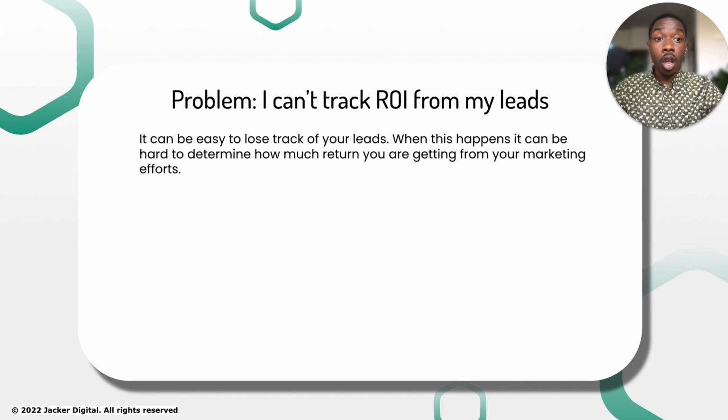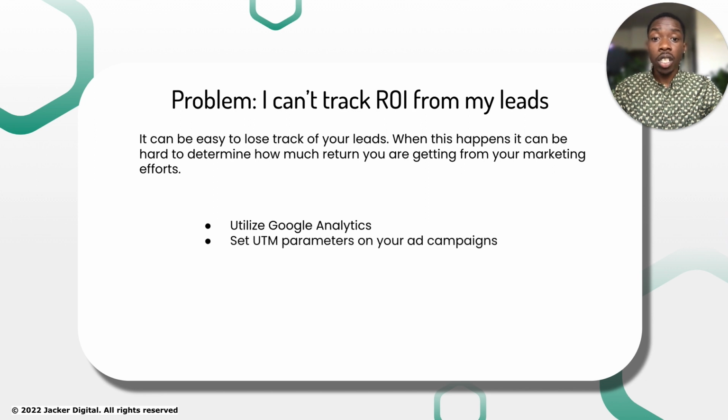If you're having trouble tracking the return from your leads, a couple of things you might be able to try are utilizing Google Analytics. This is a free resource and it can tell you how much money each person is spending and how much money you're getting from each traffic source. You can set up UTM parameters on your ad campaigns. This is a very technical skill. We'll go over this in our Facebook ads, but this can be very useful for tracking individual performance of campaigns.